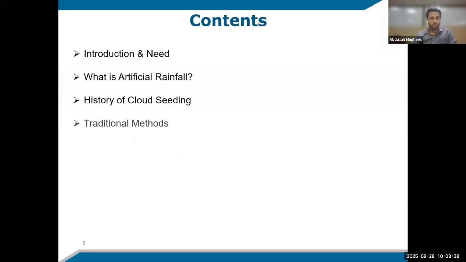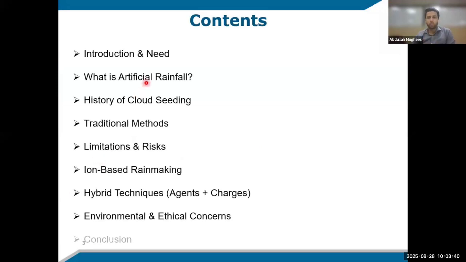So what we'll be looking at today is, first, what is artificial rainfall, why do we need it, and what is its history. Another technical term for artificial rainfall is cloud seeding. So we'll look into the history. Then we'll see what traditional methods we have been using in the past to make artificial rainfall, and then what the limitations and risks of playing with nature are. And then go ahead and look into some of the advanced techniques that are being used in today's world.